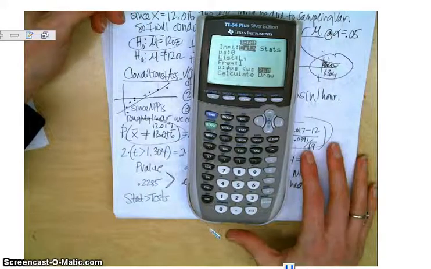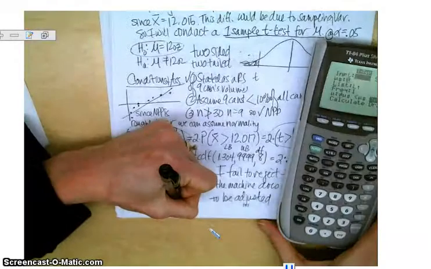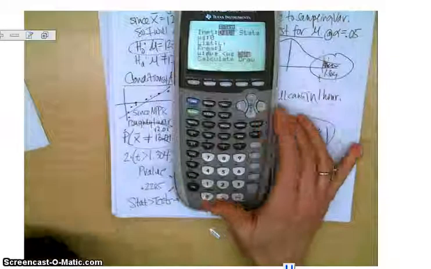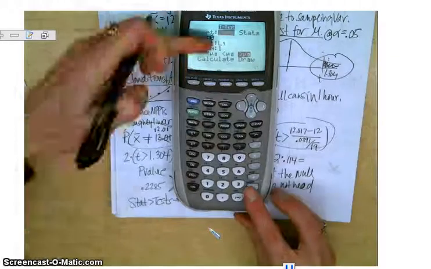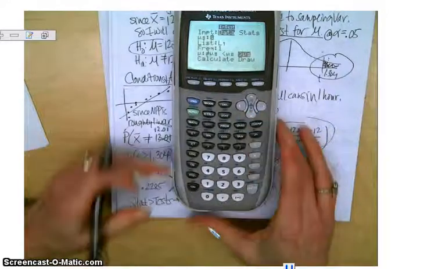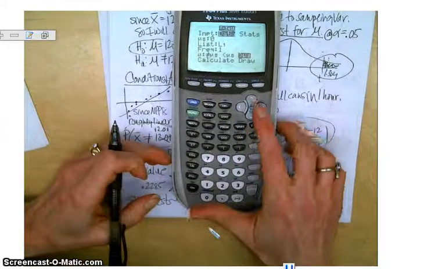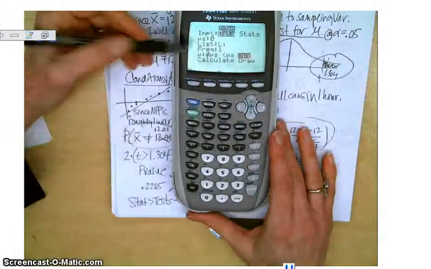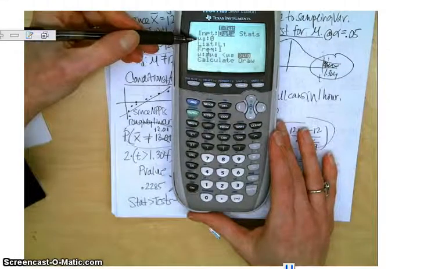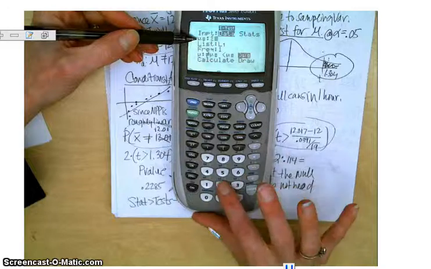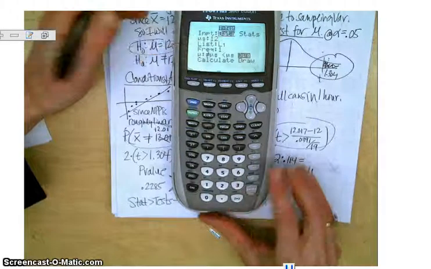So you highlight t-test. And then, do you have the data? Okay, we have the data, so we highlight data. And now this is the null hypothesis. So what is the mean of the null hypothesis? 12. So that's the mean of the null hypothesis.